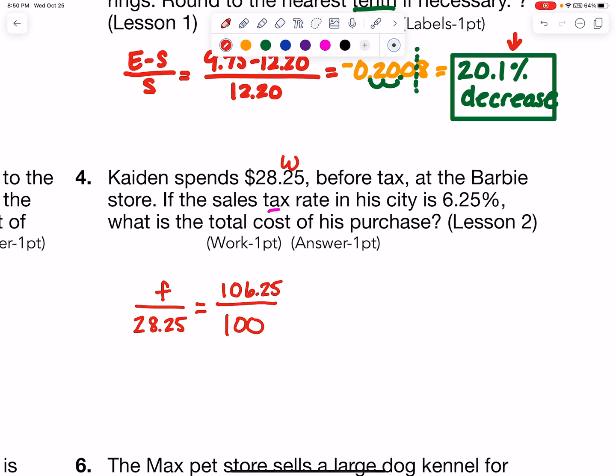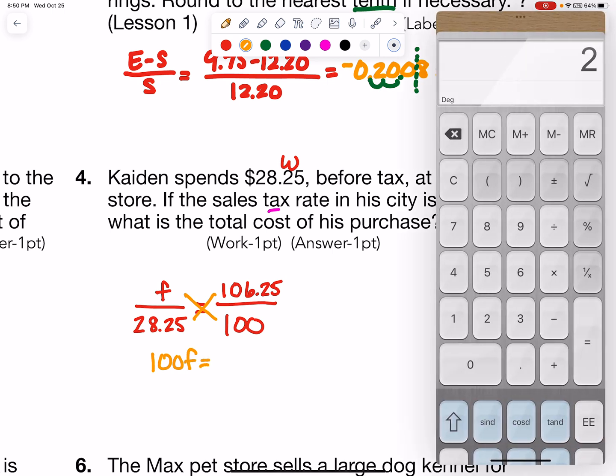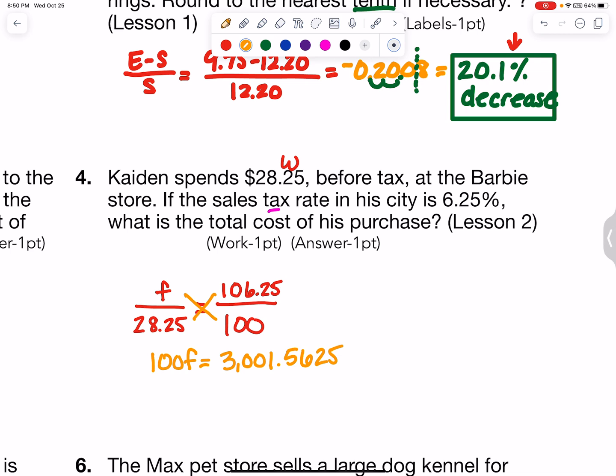We're going to call that our final and cross multiply, just like we always do. So we have 100F equals, let's do this multiplication, 28.25 times 106.25, and we get 3,001.5625, and we're writing all the decimals out. We don't round until the very end when we're doing math work, okay? I'm going to go ahead and divide both sides by 100 to isolate the variable.